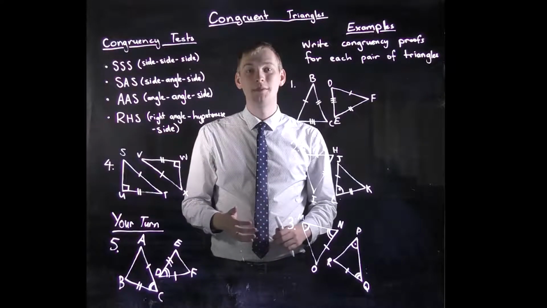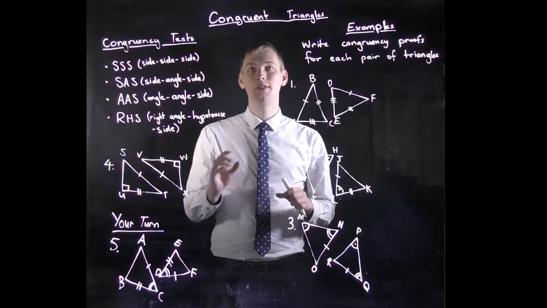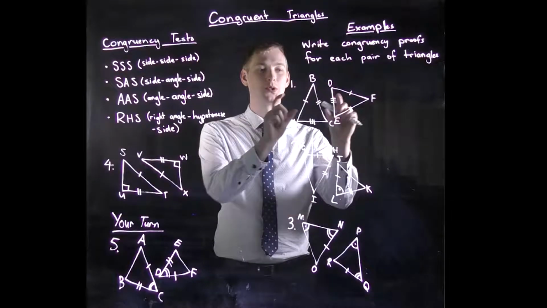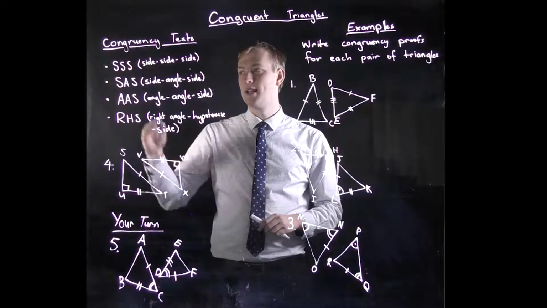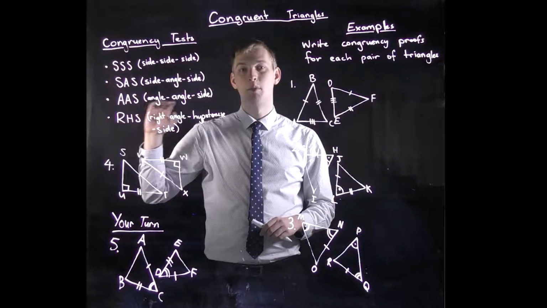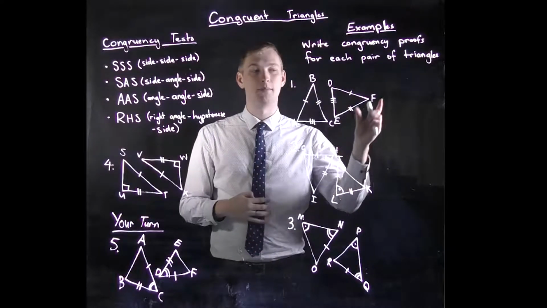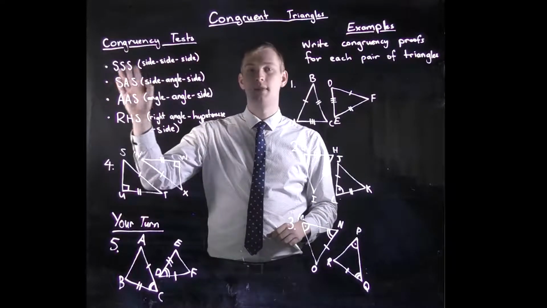Hello. Welcome to this lesson where we're going to look at how we can use the congruency tests to prove that two triangles are congruent. That means that they're the same size and same shape. Now, we've already looked at these in class, but we're going to look at how we would formally write the proofs out. And I'll quickly go over it.